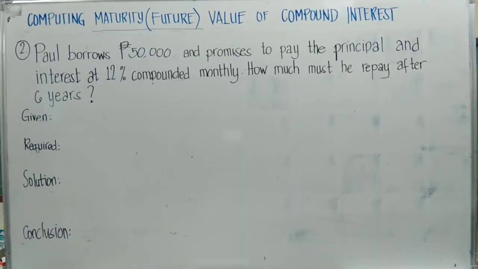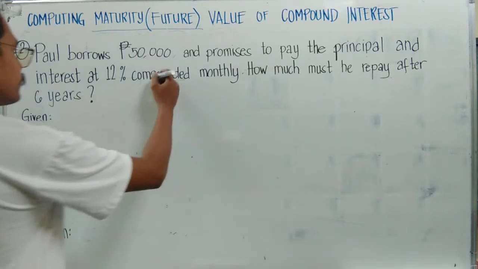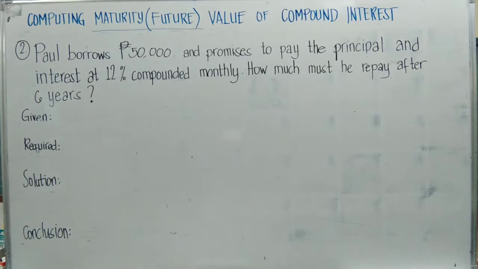Okay, let us proceed to another example of computing your maturity or future value compound interest. So on the board we have here, Paul borrows 50,000 and promises to pay the principal and interest at 12% compounded monthly. How much must he repay after 6 years? So on the board we have here some steps to be followed for us to solve this effectively.